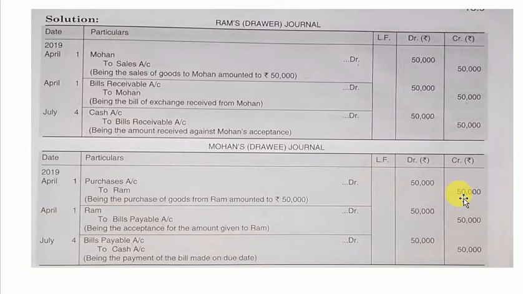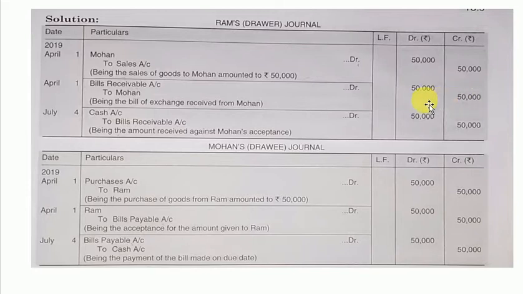Now, according to the question, on the same date when the goods were sold, the bill was drawn by Ram on Mohan. So let us see the second entry in the books of drawer Ram. On the same date, April 1, Bills Receivable Account debit to Mohan, being the bill of exchange drawn. We can simply write being the bill of exchange drawn, or being the bill receivable drawn on Mohan, and the amount of the bill will be the same, 50,000.